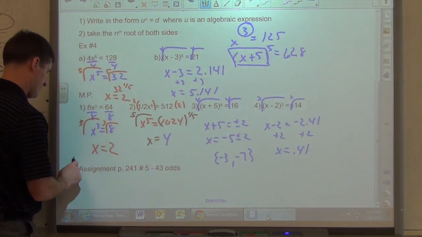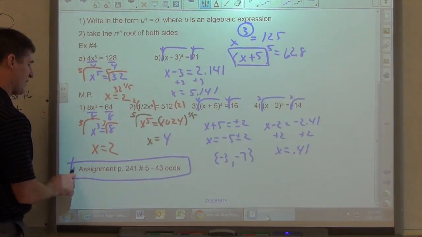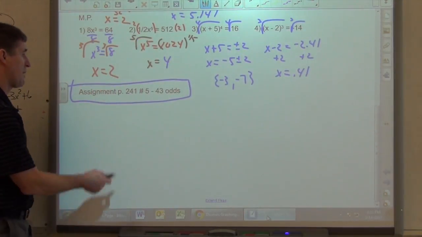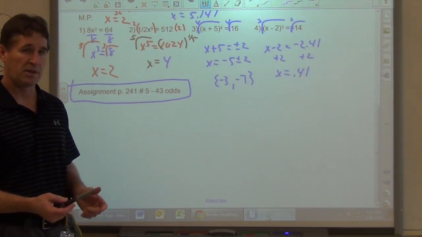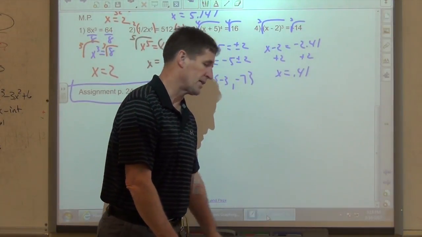So, hopefully you find this fairly easy to do. The assignment is page 241, numbers 5 to 43, the odds, and that will be on the Desmos, or on the Big Ideas. So, good luck.